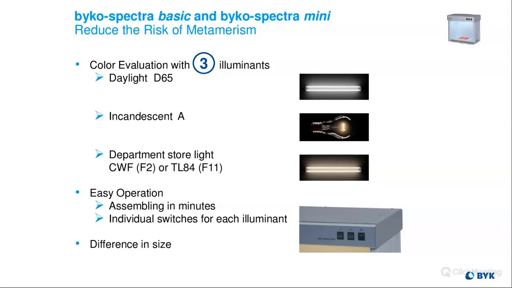It's pretty easy to set up. Its assembly takes minutes. All you really do is just build the box around it and then place the light panel on top. And then you have 3 individual switches for each illuminant. So it's pretty simple to use. You just press the switch for whatever light source you want to view. And these are smaller models, so you can see the Mini at the top. They're fairly small in size.